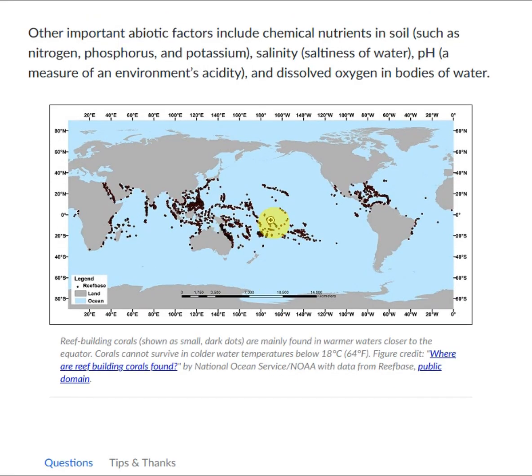This is reef-building corals shown as small dark spots right here. All these dark spots are mainly found in warmer waters close to the equator, and corals cannot survive in cooler water temperatures below 18 Celsius or 64 Fahrenheit.